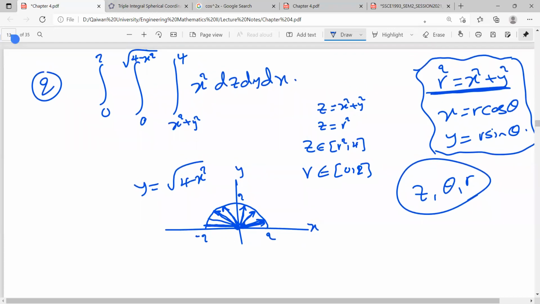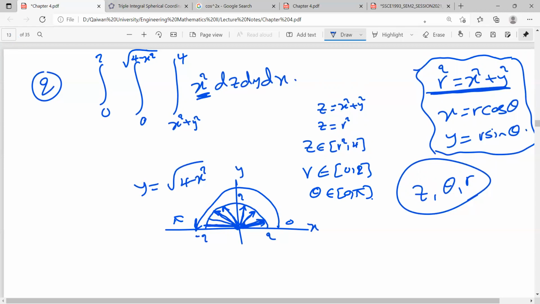And then we have theta. Theta is starting from here to here. Here's 0, here's pi. That means theta belongs to 0 to pi. Now we have the lower and upper limits for each z, r, and theta. So you can write down the triple integral in cylindrical coordinate form.